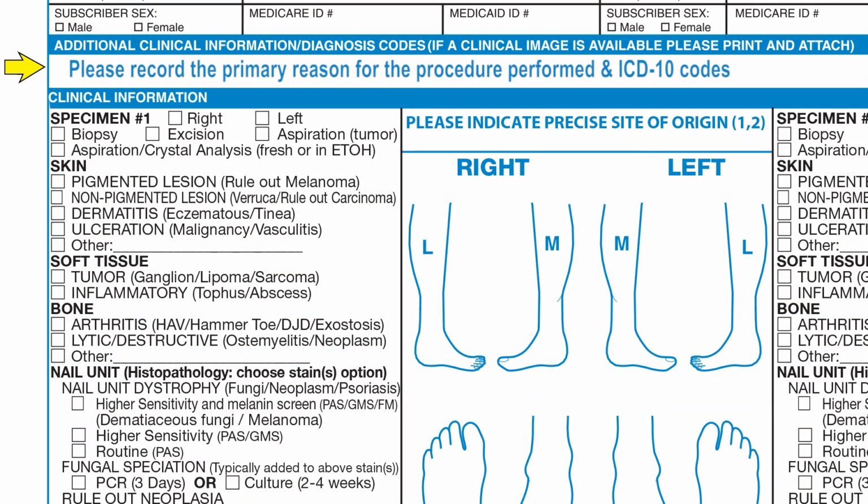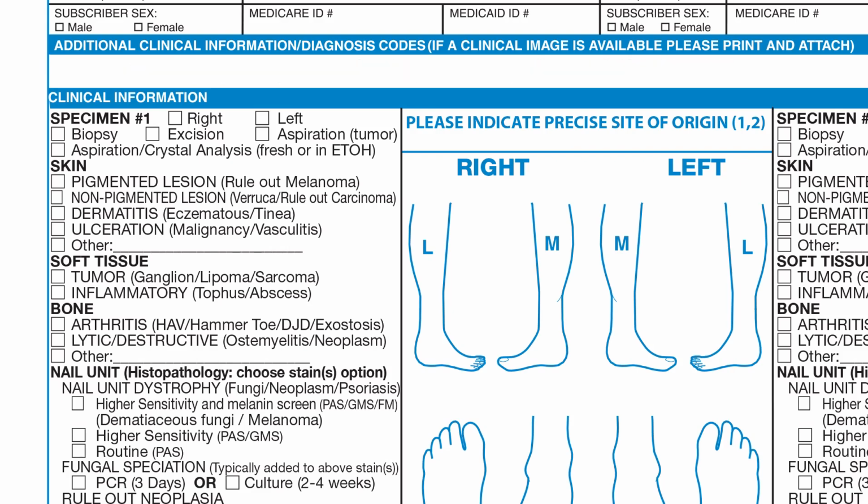Please record the primary reason for the procedure performed to obtain the specimen submitted to Bako. It is absolutely essential to also provide the ICD-10 codes associated with the procedure. The insurance companies require the correct ICD-10 codes before they approve a claim.